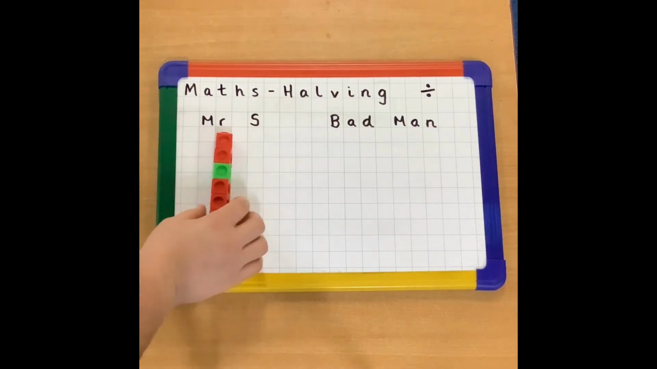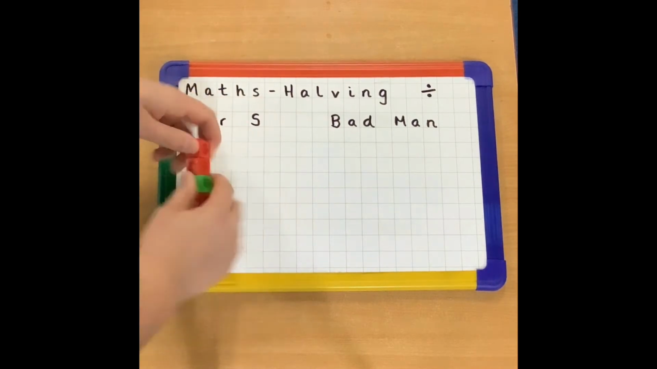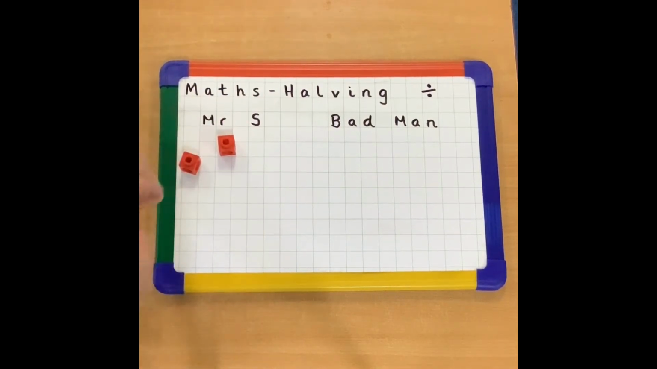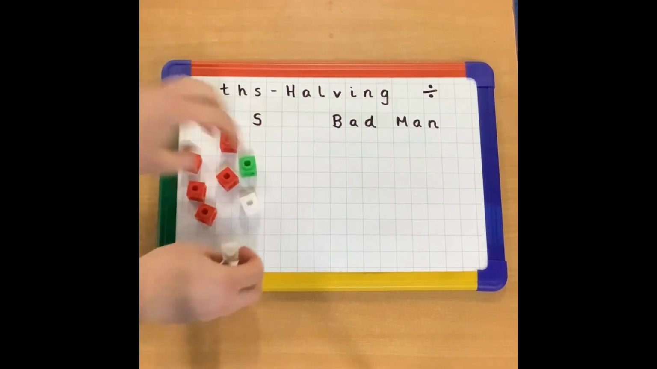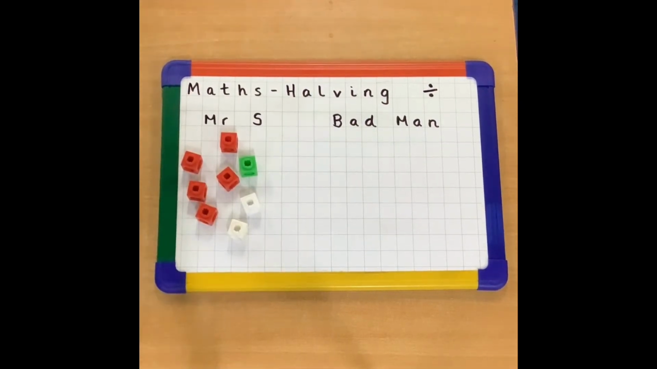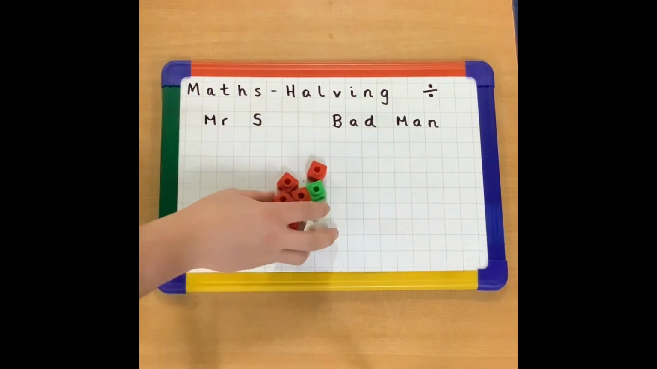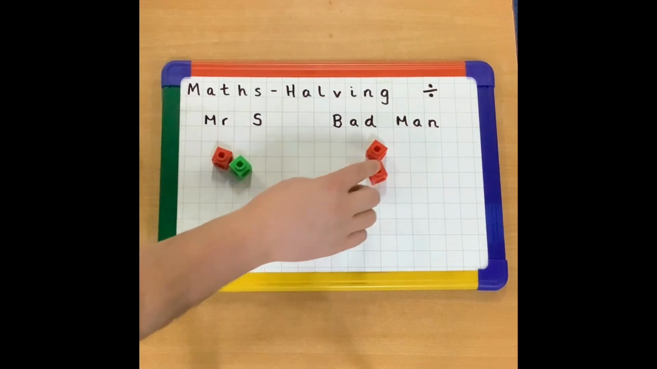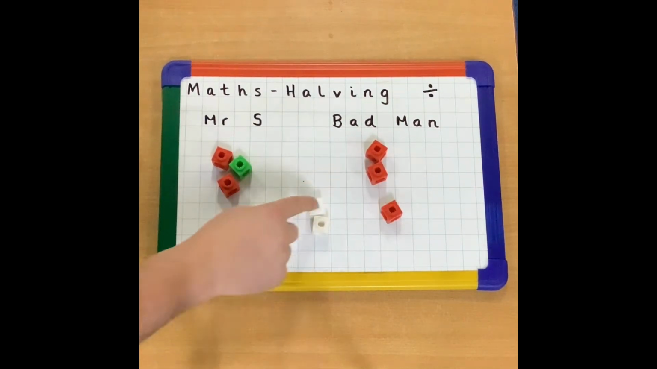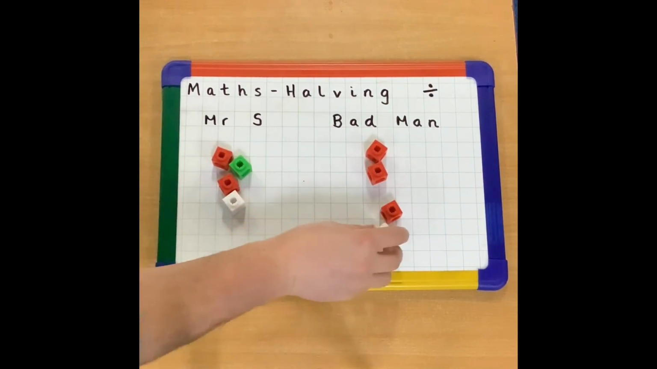So what we do when we do our halves, so we've got 8, let's just count them. 1, 2, 3, 4, 5, 6, 7, 8. When we halve, we need to share out the object between 2. So halving is in 2 groups. Okay, so I'm going to start with 8 in the middle. 1 to Mr. Stillwell, 1 to the bad man. 1 to Mr. Stillwell, 1 to the bad man. 1 to Mr. Stillwell, 1 to the bad man. 1 to Mr. Stillwell, 1 to the bad man.